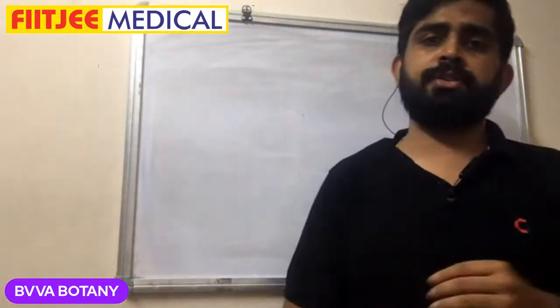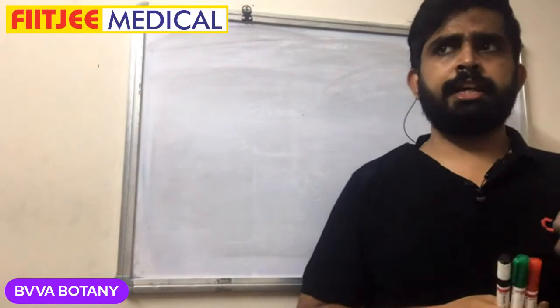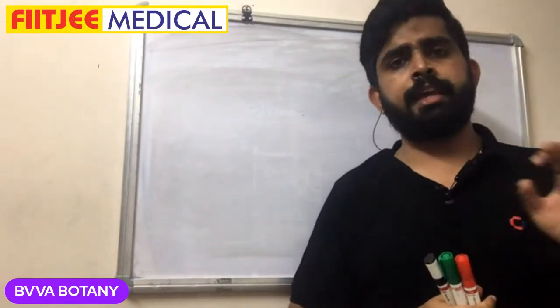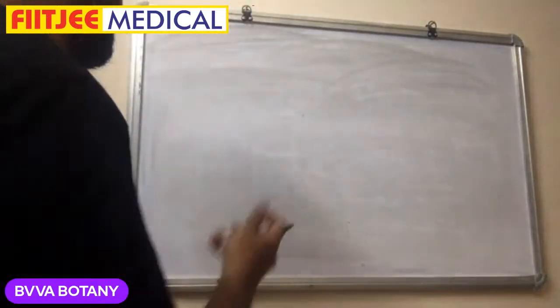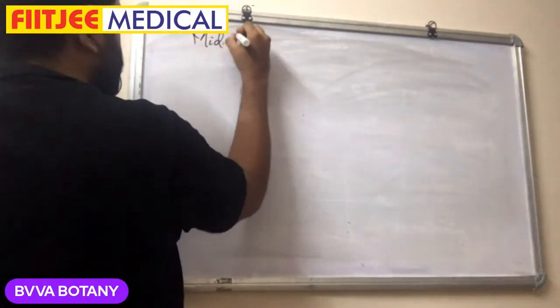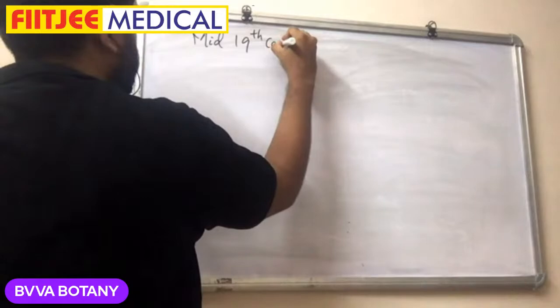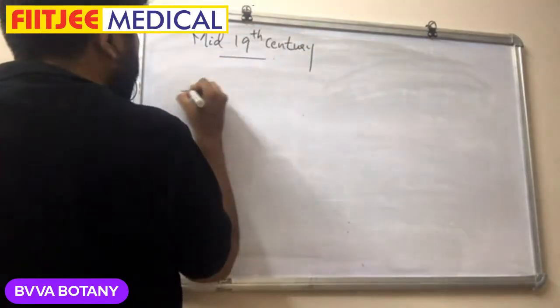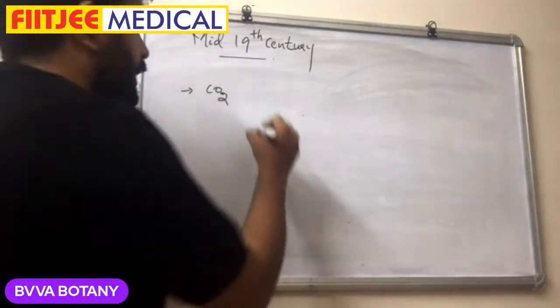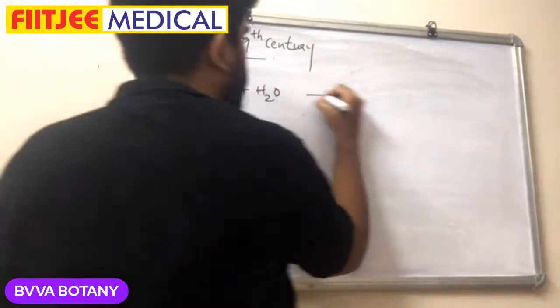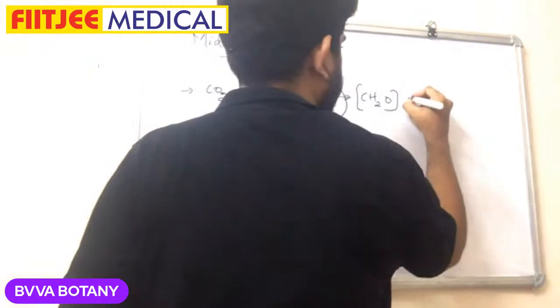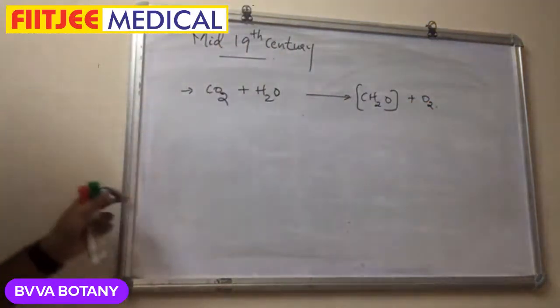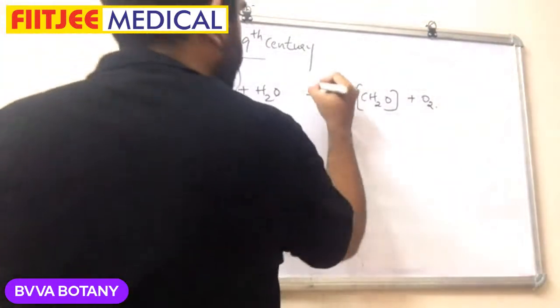By the mid-19th century, the raw materials required for the process of photosynthesis were known. They included water and carbon dioxide, and the empirical formula of the photosynthetic process was also made by the mid-19th century. So what they said: carbon dioxide combines with water, gives you carbohydrate along with oxygen as the byproduct, right? In presence of light.